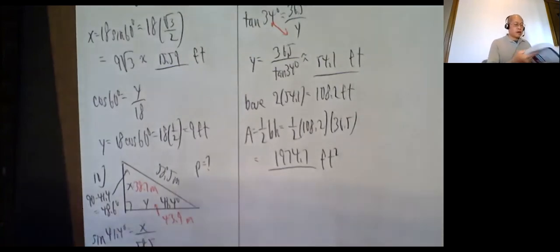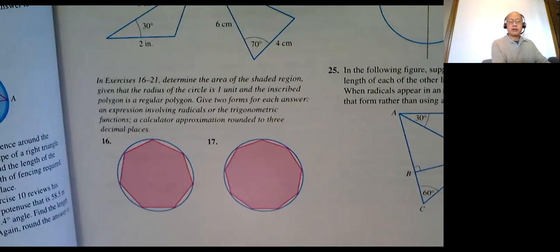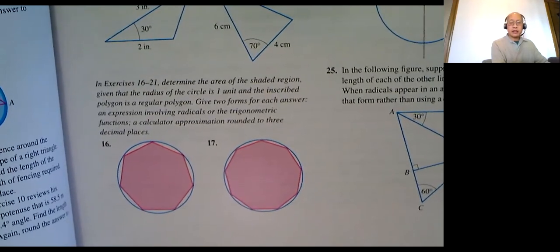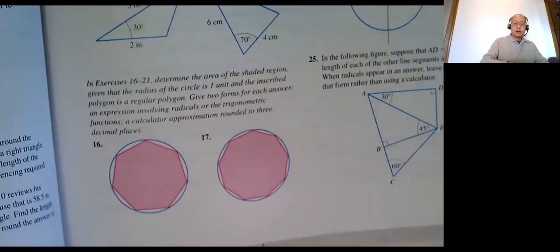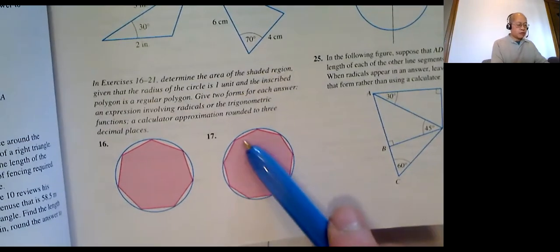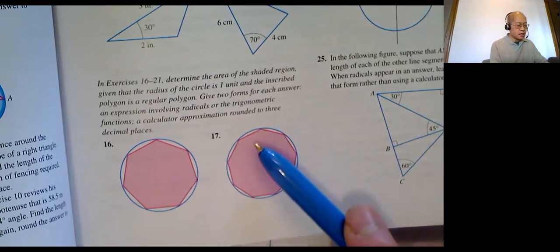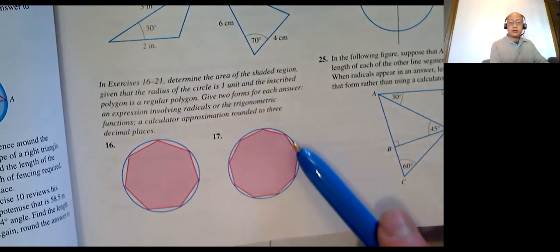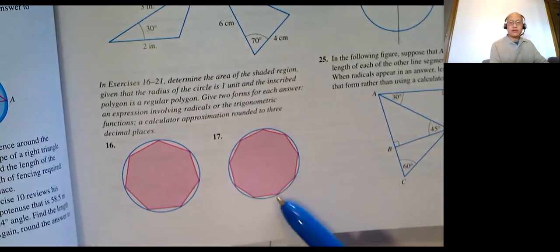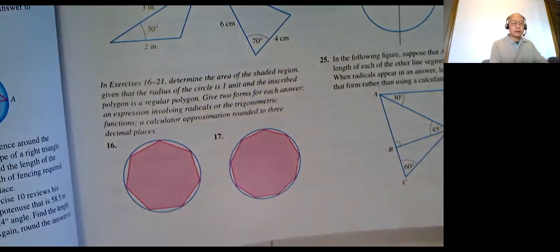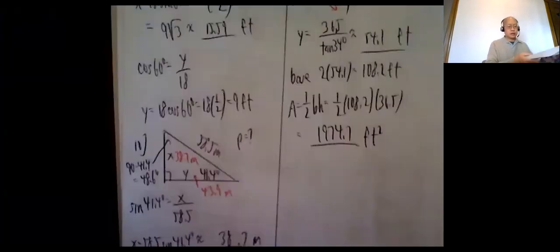All right, you have some pretty wild pictures here. So how do we do stuff like that? Let's try 17. Find the area of the shaded region. There's 1, 2, 3, 4, 5, 6, 7, 8, 9 sides, is it? So 1, 2, 3, 4, 5, 6, 7, 8, 9. Okay, so it's 9 sides.